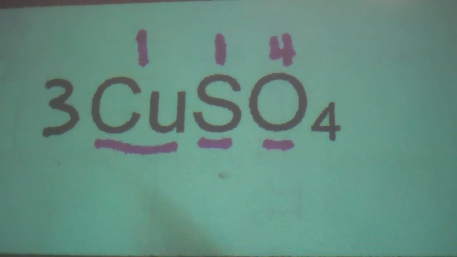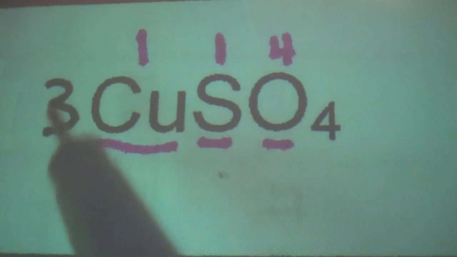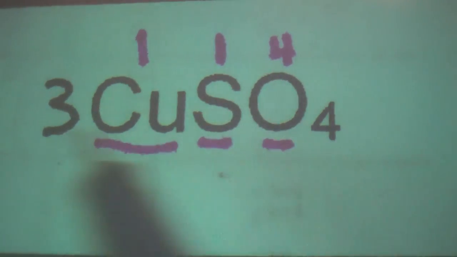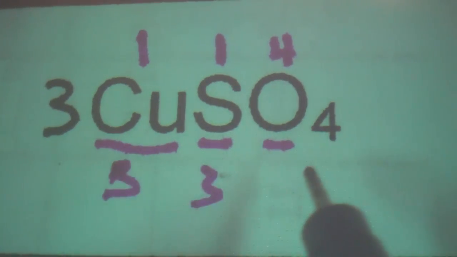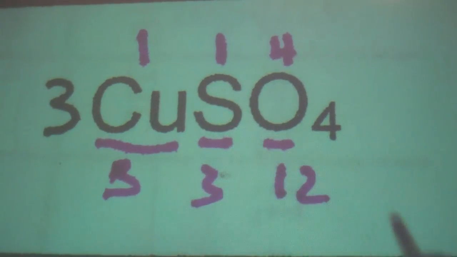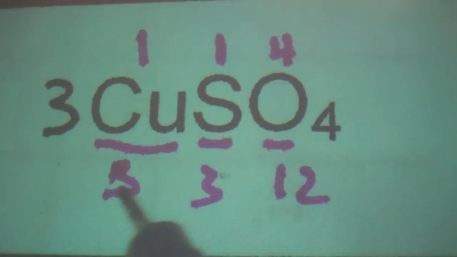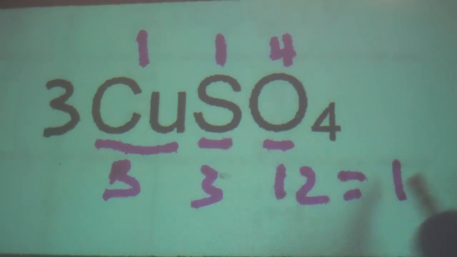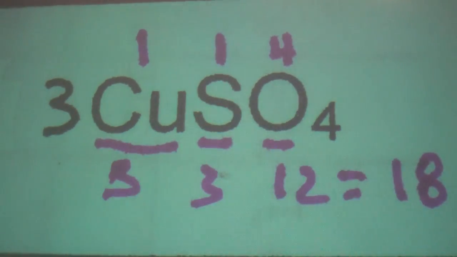The way I'm going to finish this is to multiply all of my atoms by the coefficient, because this tells me I have 3 sets of this whole compound. So how many Cu's do I have? 3. How many S's? 3. How many O's? 12. How many atoms total? 12 plus 3 plus 3, 18. 18 atoms total, 3 elements.